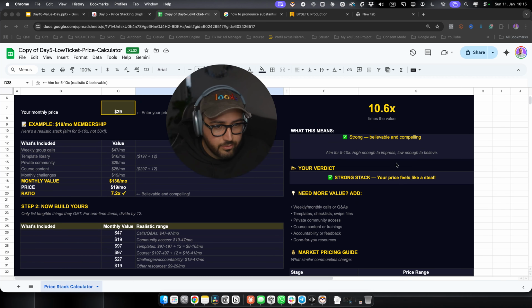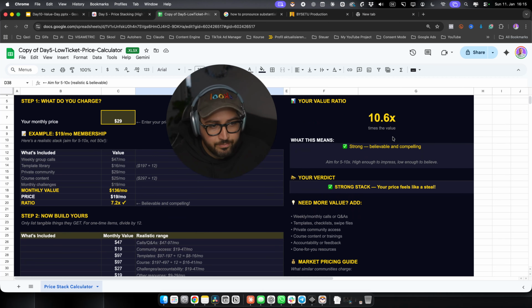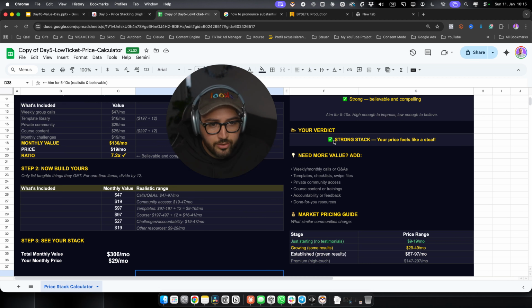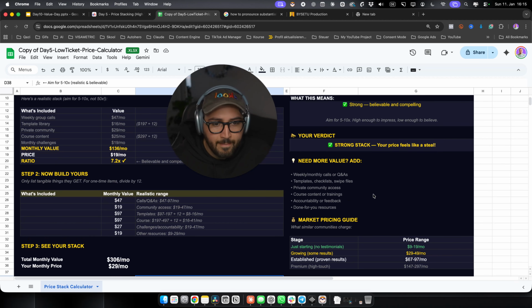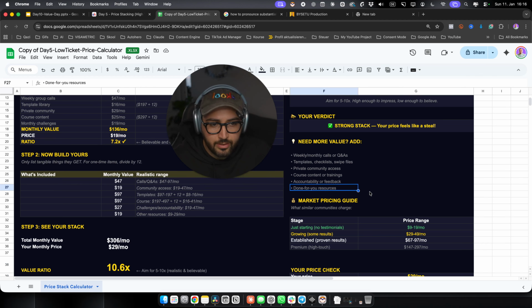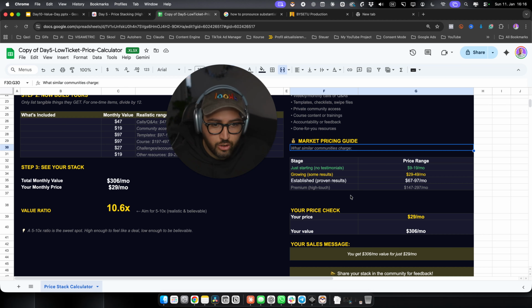And here we have some more info about your value ratio, 10.6x. What this means: strong, believable, and compelling. And your verdict is strong stack. Your price feels like a steal. Yeah, why not? And if you think you need more value in order to increase the perceived value, you can look at these things. And the market pricing guide, this is what similar communities are offering or charging.